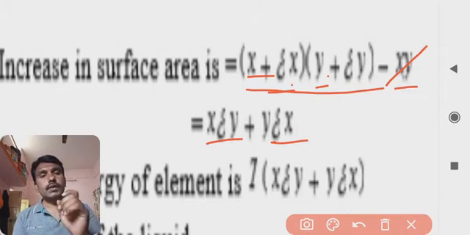As far as very small quantities are concerned, the product of these small quantities will again be very small.